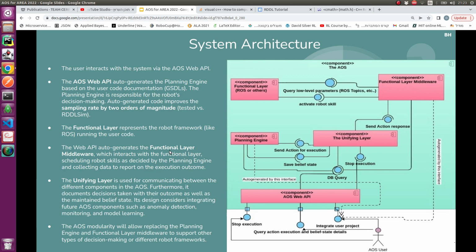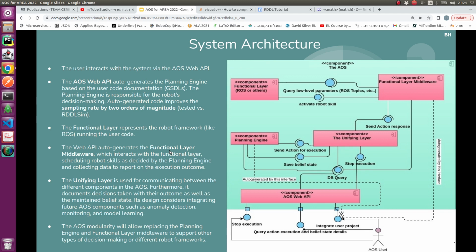Let's overview the system architecture quickly. We have the AOS Web API. This is how the user interacts with the system using HTTP requests. Once the user requests to integrate his documented code, the Web API auto-generates some components inside the system. We have the planning engine, which is responsible for deciding what is the best next skill to schedule.